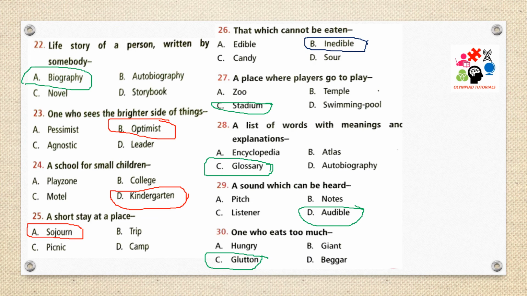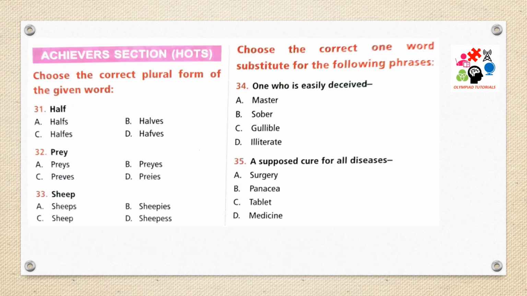So very easy questions. I hope you all are solving along with me. This is the achievers section. So in this, you will have a bit tougher kind of questions. Here we have 5 questions from the achiever section. First, you have to find the plural form of the given word. So here half, the plural of half is halves. You just have to replace the F with ves.